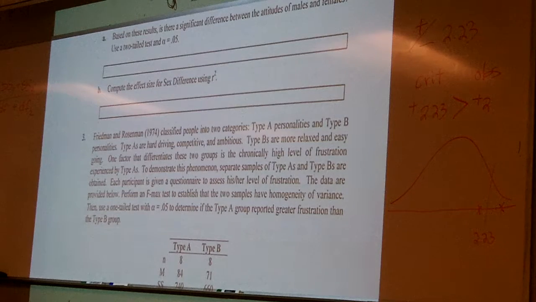Just because we've been doing this first, if we know that it's alpha 0.05, two-tailed test, what do I need to look up the critical value? Degrees of freedom what? Pooled. Okay, and how do I figure that out?